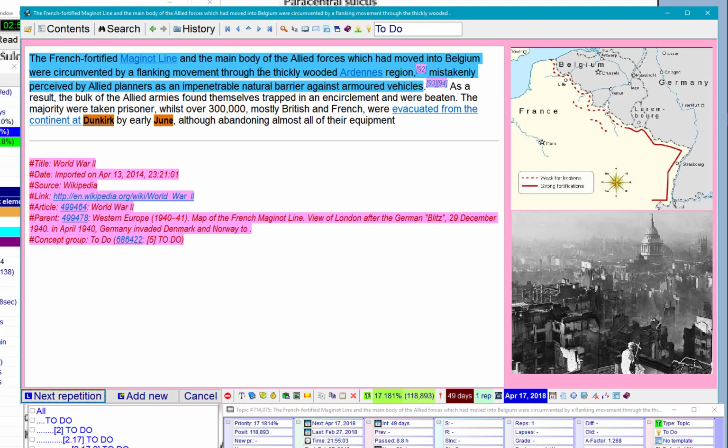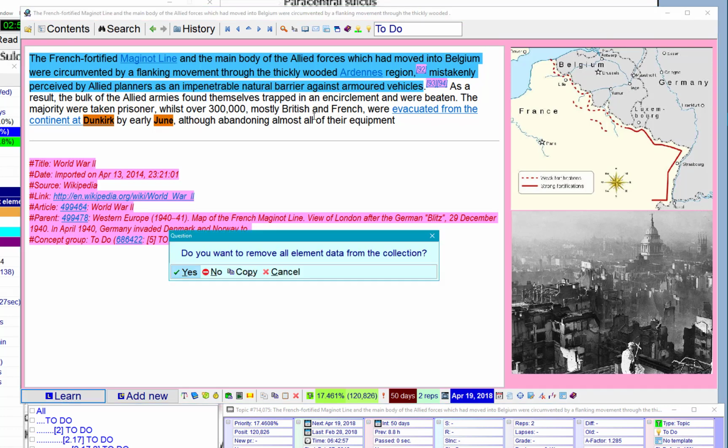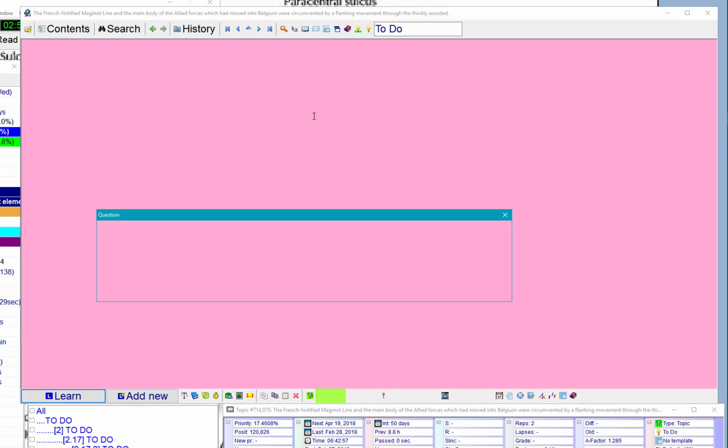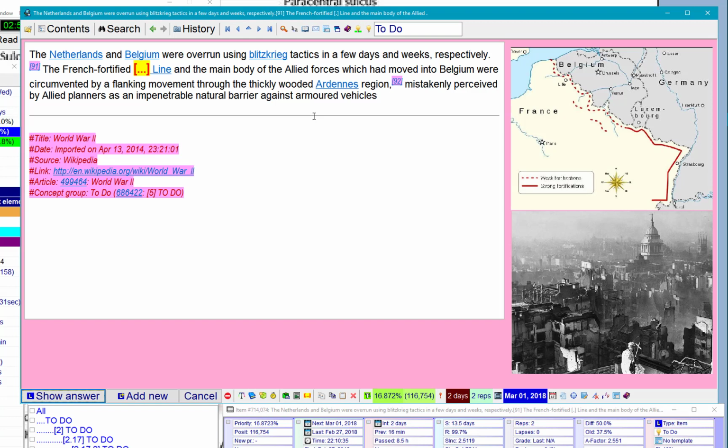The result of our attack. Do we want to remember how many troops? 300,000. British and French. Oh, too much data. I'm doing done on this, which means I won't learn anything else on that. Netherlands, Belgium, blitzkrieg tactics, respectively. French 45. Maginot. Alright.